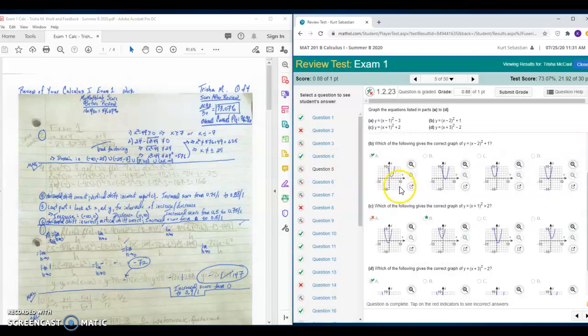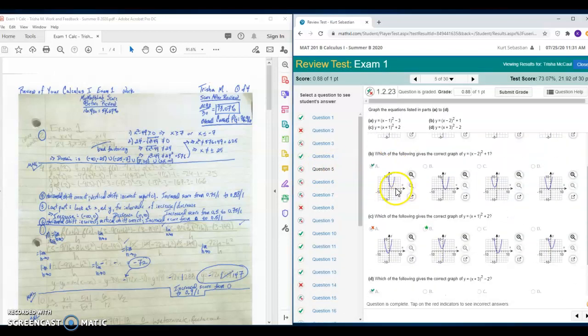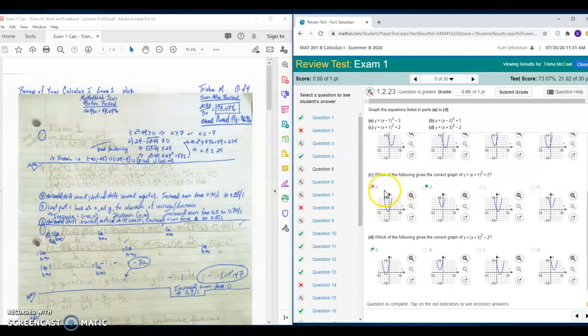Another graphing type problem. You got A, B, you missed part C. So in part C, this is a vertical shift. So we're starting with the function x squared. And when it's x plus a constant, that means we shift 1 unit to the left, which you did correctly. You got the horizontal shift correctly.